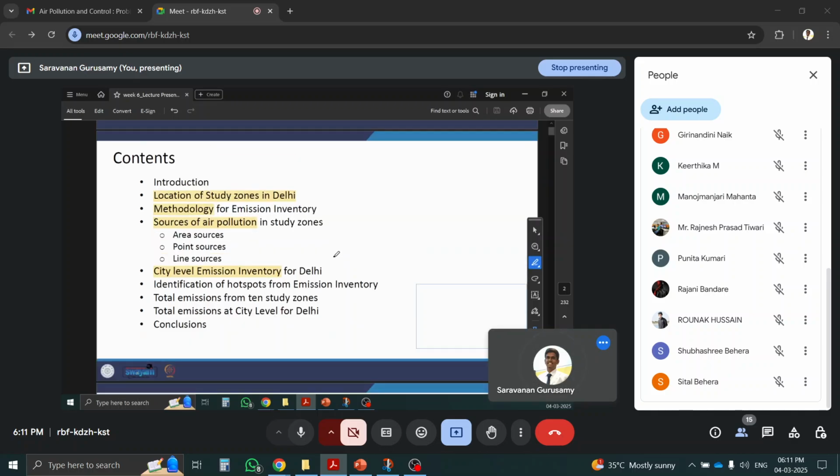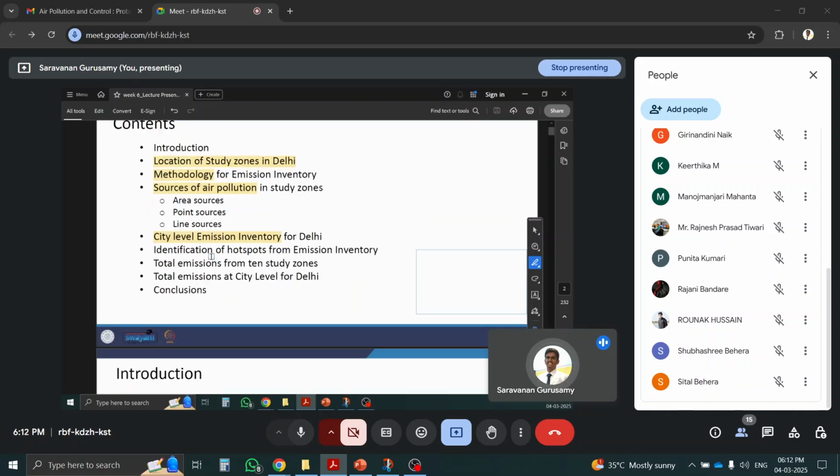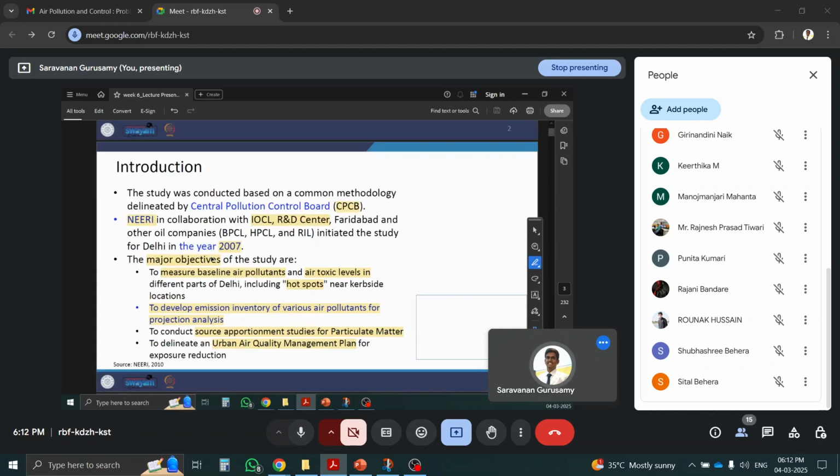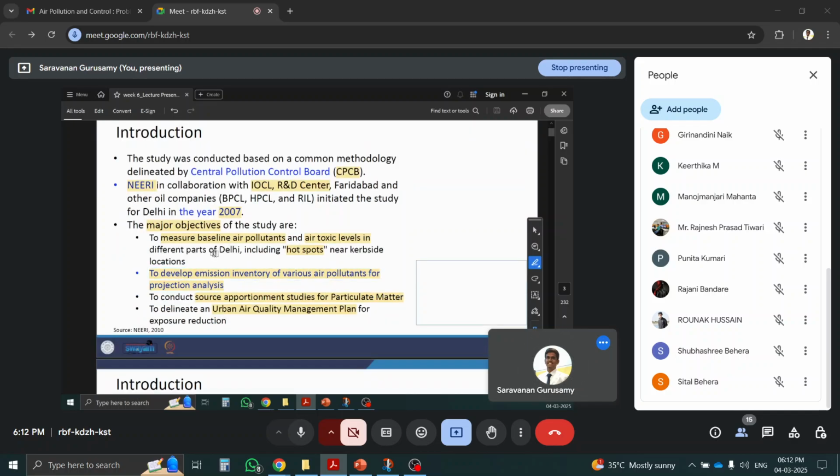So first we will finish with this emission inventory case study. They have done a case study in Delhi to find the major hotspots for the different pollutants, identified by this emission inventory case study on Delhi conducted by the Pollution Control Board and NEERI in collaboration with IOCL and R&D centers. Their objective is to find the baseline air pollutant level, that is, without emission what is the baseline level, and after emission what is the air pollutant range. All that we can easily calculate with these emission inventory studies.